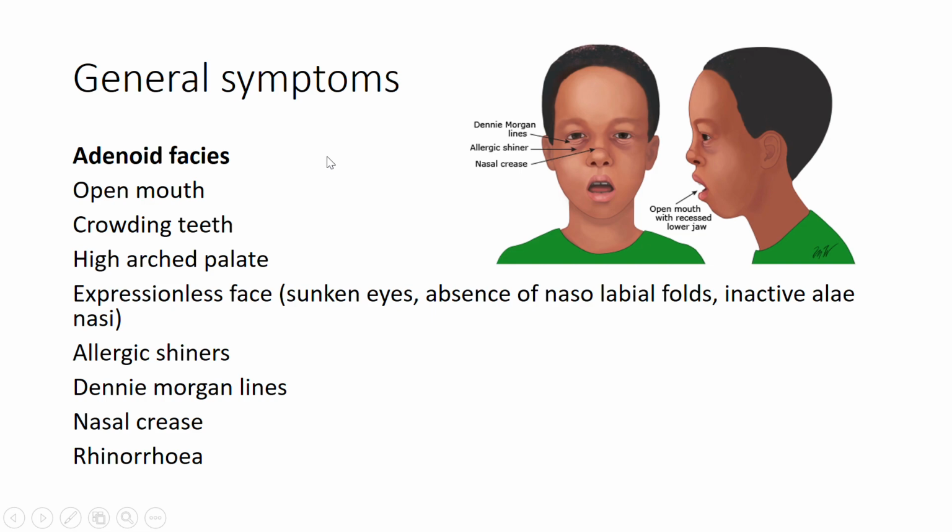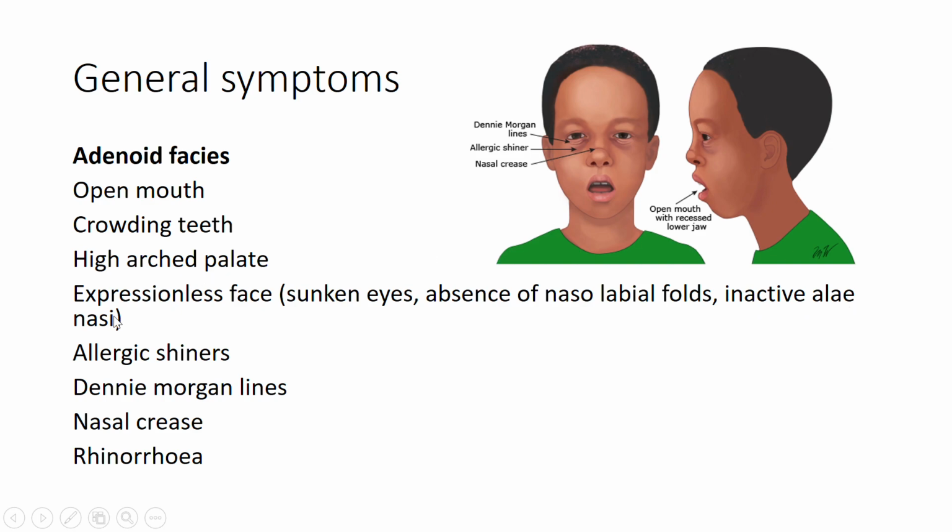Next, we come to the general symptoms. Considering that there is an adenoid hypertrophy and there's an obstruction, the child breathes through the mouth. Now, because this mouth breathing takes place, there can be some developmental problem at the level of the palate and the teeth. So there can be a high arched palate and crowding of the teeth because of the continuous mouth opening. And if you see, the face becomes expressionless. So here you can see there'll be sunken eyes, or the patient may appear dull. Then there may be absence of nasolabial folds, again because of the mouth opening.